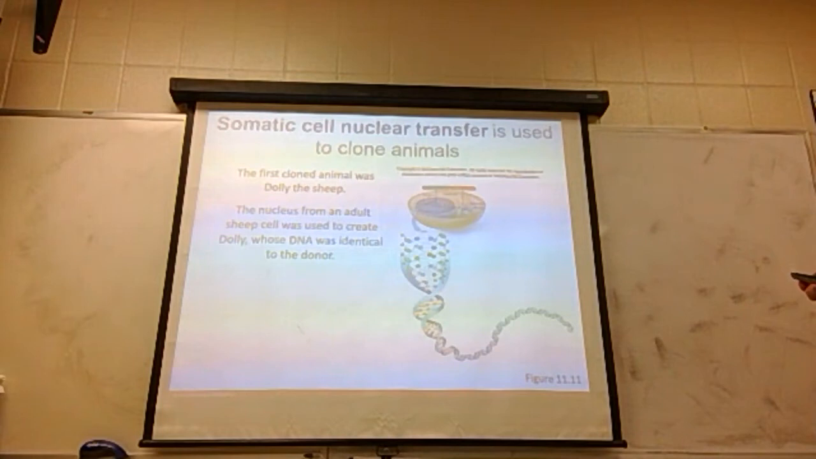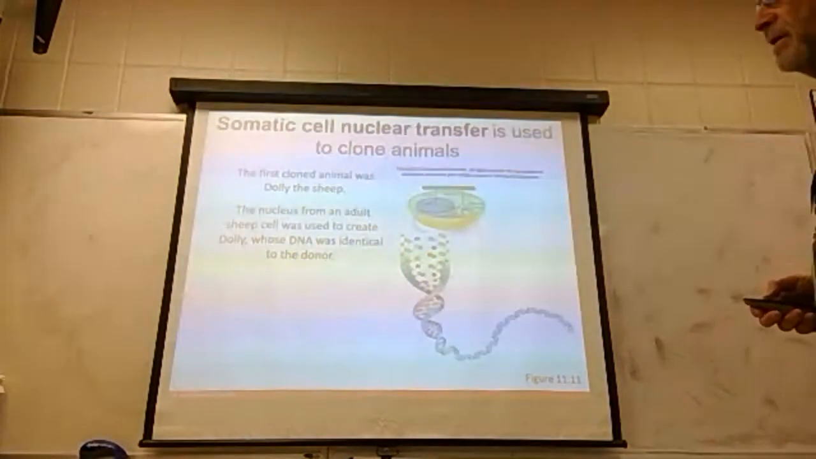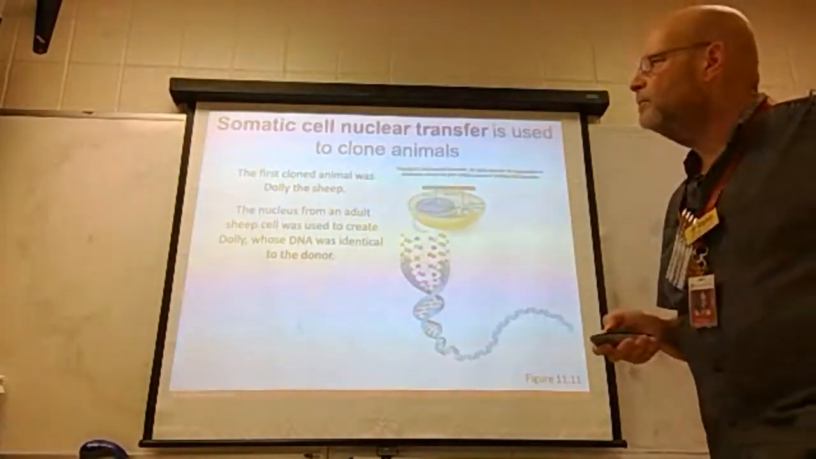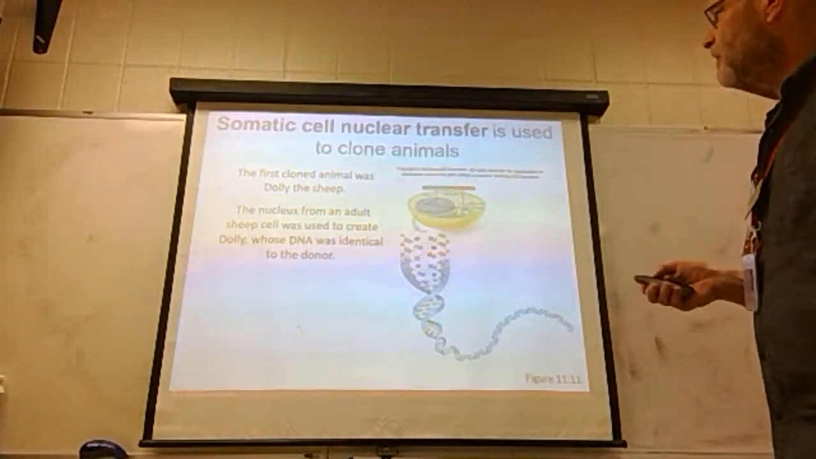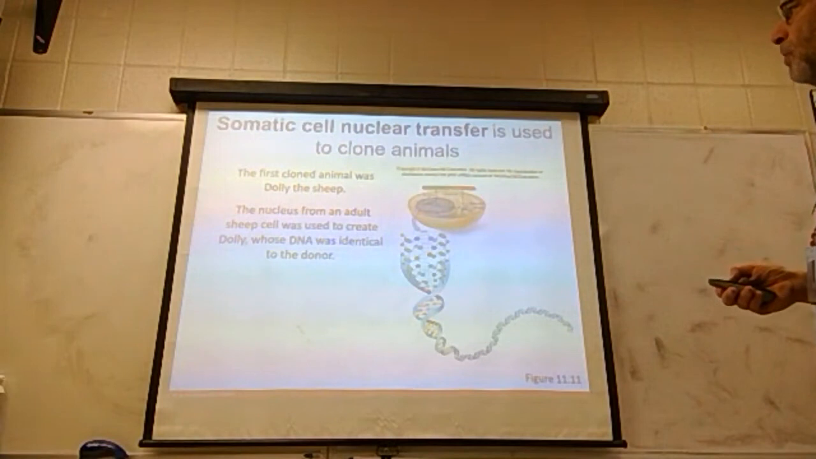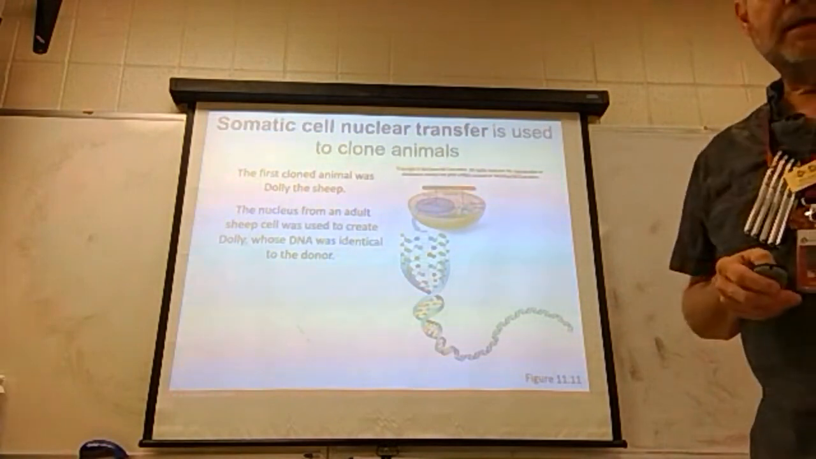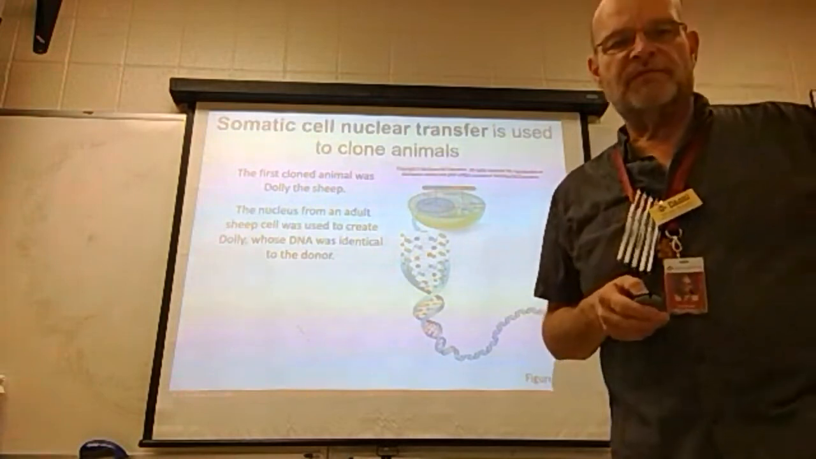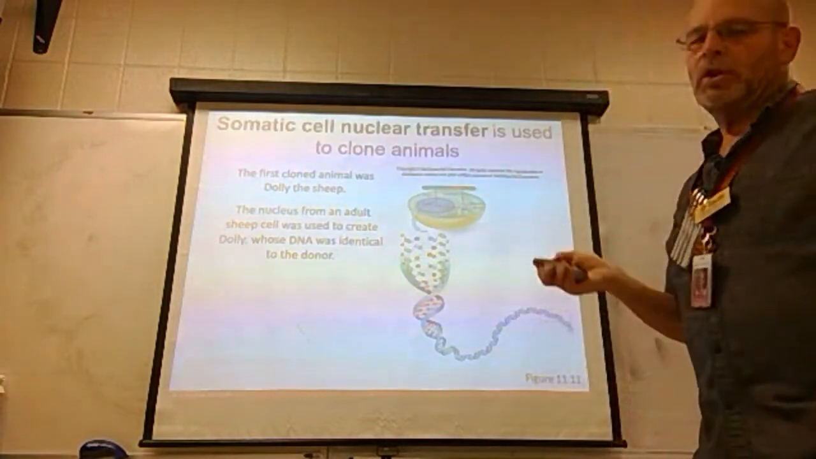Somatic cell nuclear transfer is used to clone animals. Remember from previous, somatic cells are those cells that are not sex cells. For human beings, chromosomes 1 through 22 are all somatic cells. This is an incorrect statement: the first cloned animal was Dolly the sheep. That is an incorrect statement. Dolly the sheep was not the first cloned animal. Dolly the sheep was the first cloned mammal.